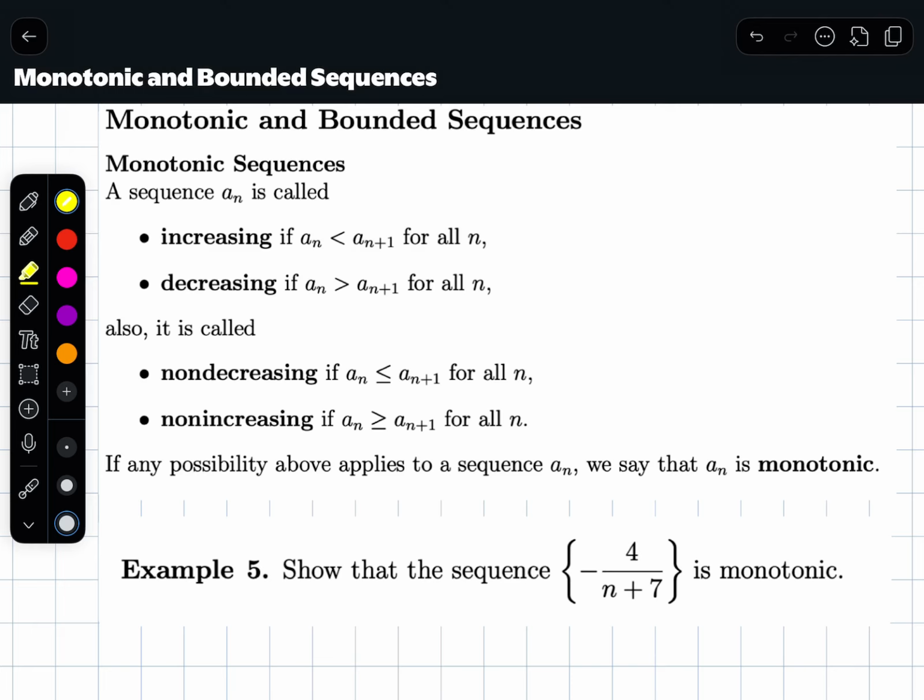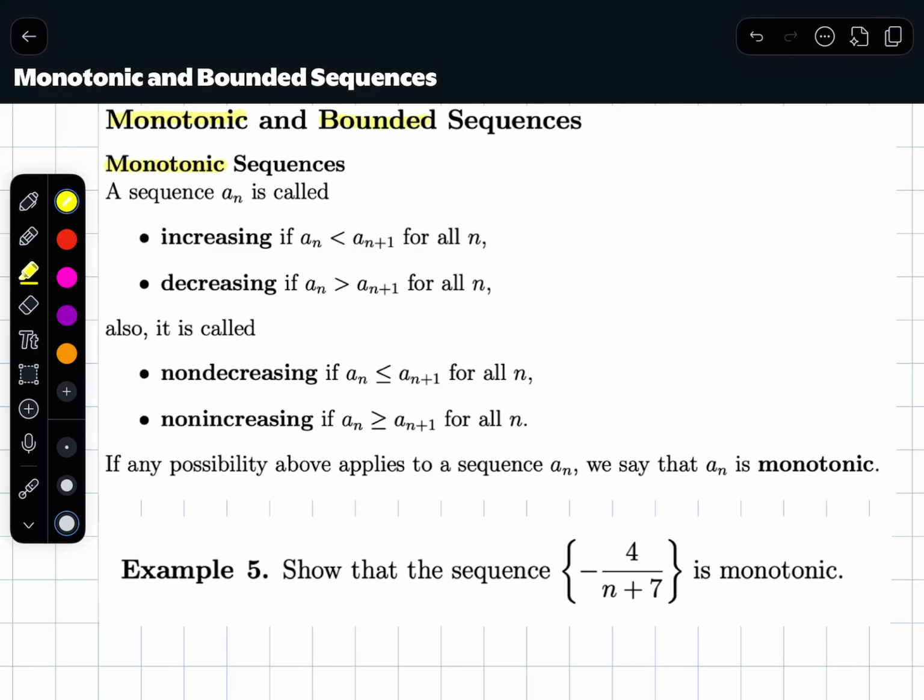So monotonic and bounded sequences are properties that your sequence could have. These two words are words that I'll use when my sequence will satisfy a certain property. So let's talk about monotonic sequences first. A monotonic sequence is a sequence that behaves in a specific way.